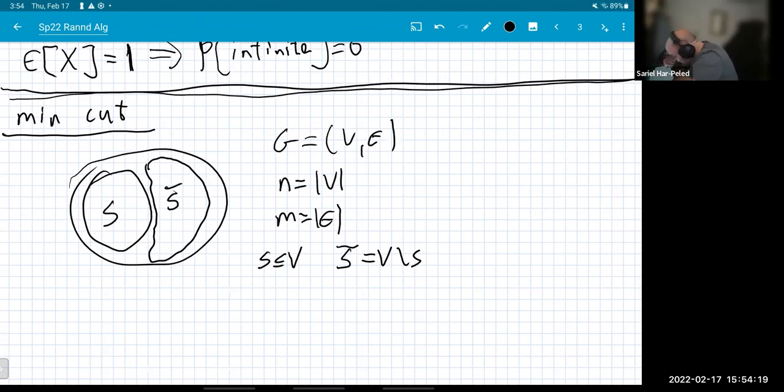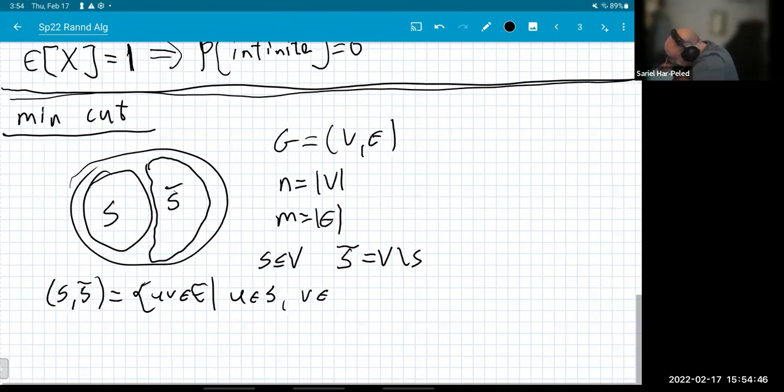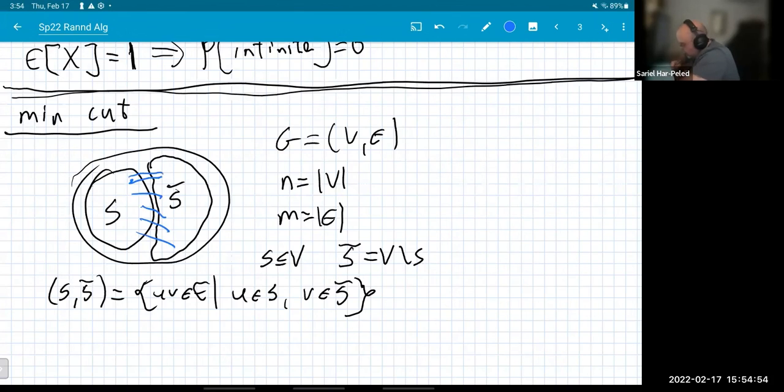Right. And we're going to use this notation: this is going to be all the edges UV in the edges of the graph, such that U is in S and V is in not S. Okay. So those are all the edges that essentially have one point in S and then another point outside S, right? So this is called the cut.